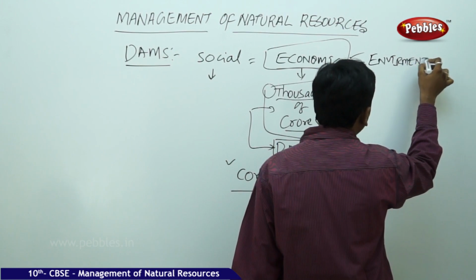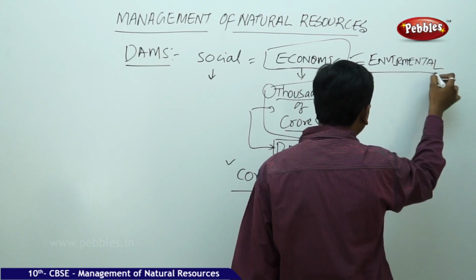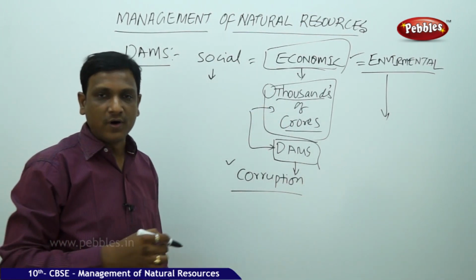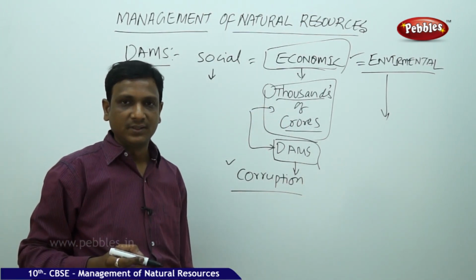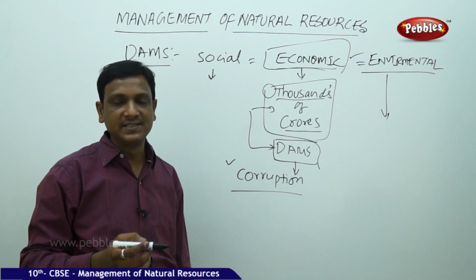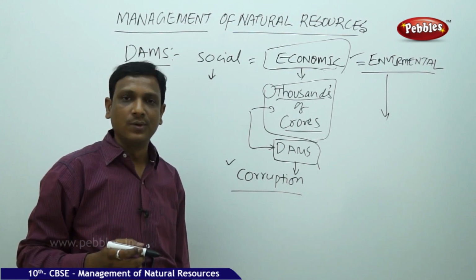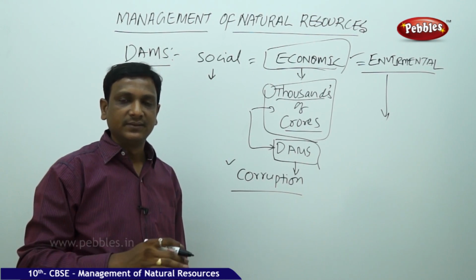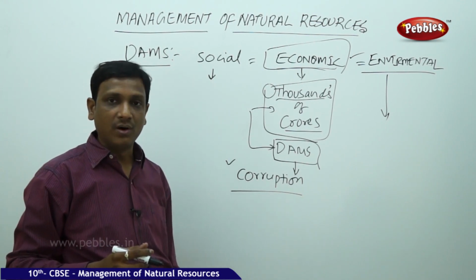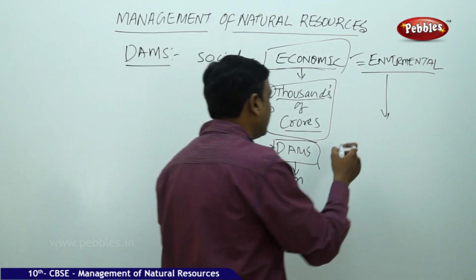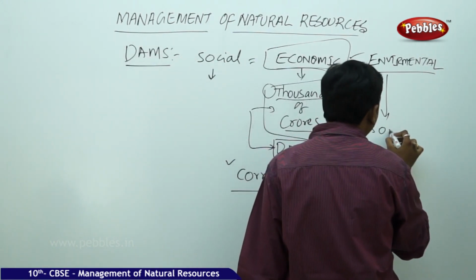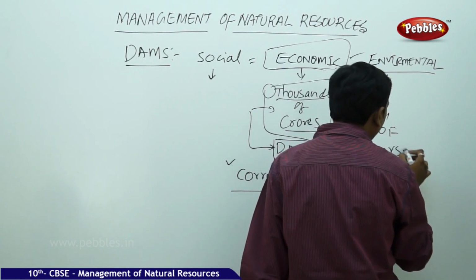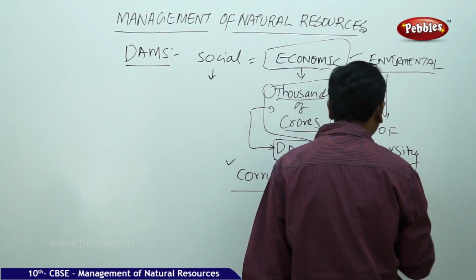How is the environment affected? Loss of biodiversity. Forest area is cleared, and sometimes they remove certain hills and certain areas also. They level certain hills and clear the forest. All these lead to loss of biodiversity.